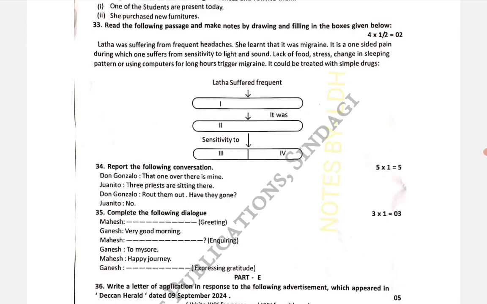She learnt that it was migraine. So the second answer is migraine. It is a one-sided pain during which one suffers from sensitivity to light and sound. Sensitivity to light and sound. That's it, the answer is done.